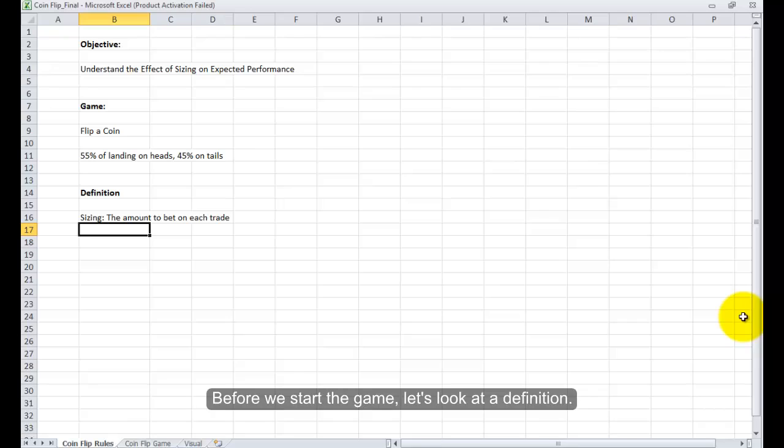Before we start the game, let's look at some definitions. Sizing, as we mentioned before, is the amount to bet on each trade. Let's start the game.